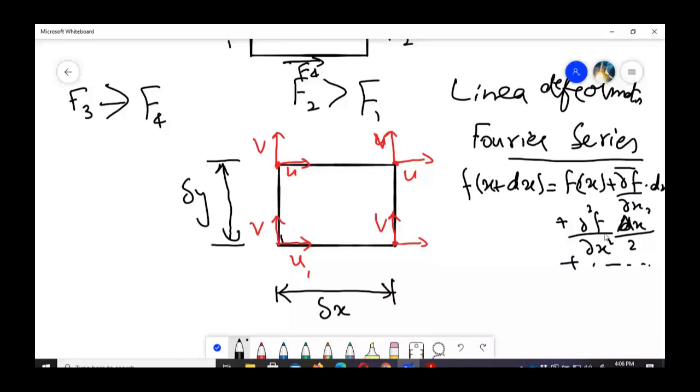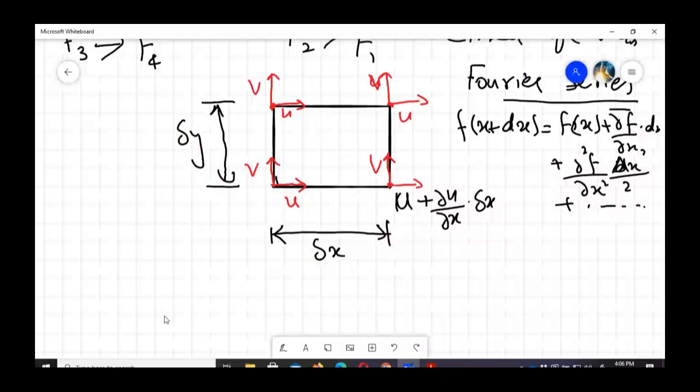So if we take only the first two terms and ignore the higher order terms, then the velocity here can be written as u plus partial u by partial x into delta x. Okay, that is the velocity of this point. And if we want to know how much elongation has been done in time delta t, how can we? One thing you see is that the necessary condition for the linear deformation is partial u by partial x.